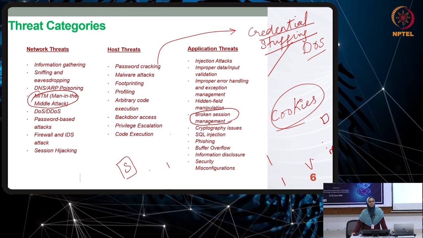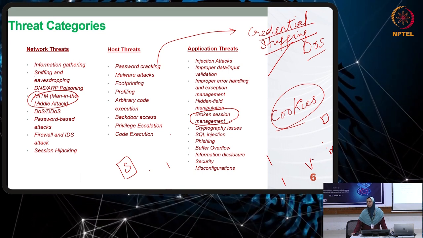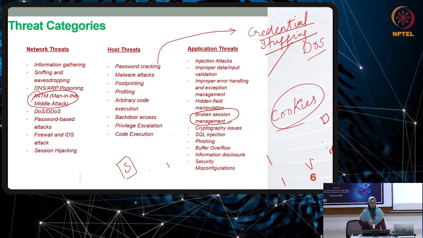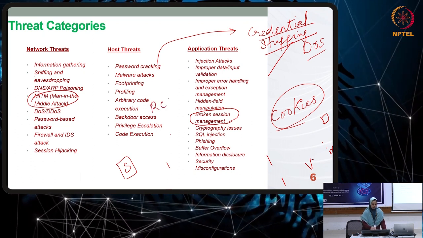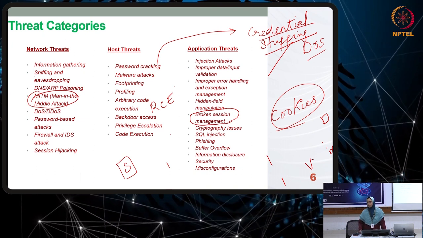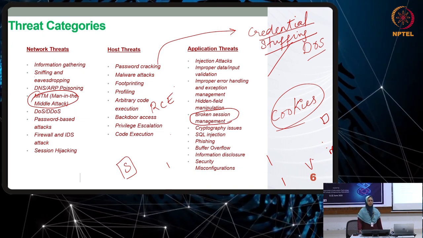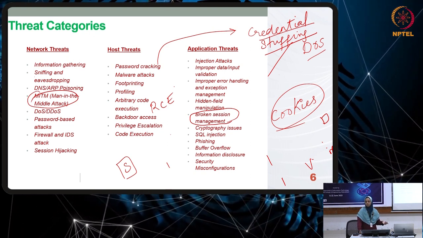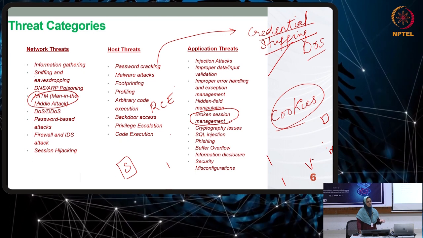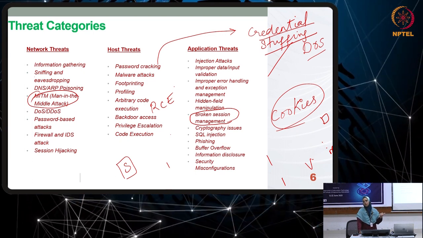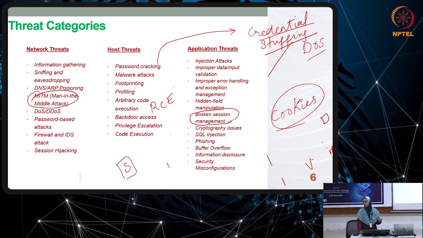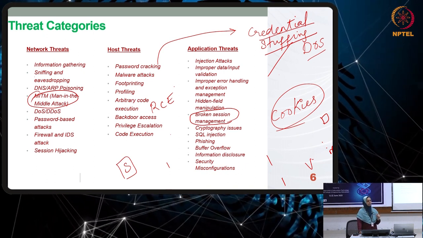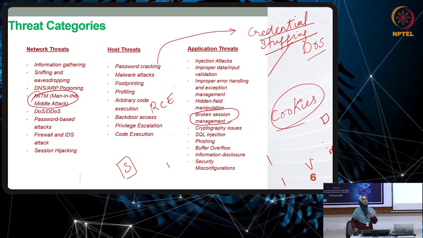So profiling and collecting some information about a particular person, right? Then arbitrary code execution is also called RCE, remote code execution. Now, I think you will have a session on Kali Linux. You had it before? No, right, you will have a session. Kali Linux is one of the popular operating systems used to perform penetration testing, right? This Kali Linux has the feature of doing remote code execution.